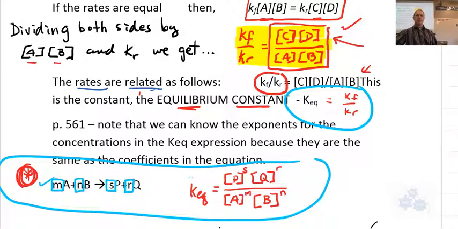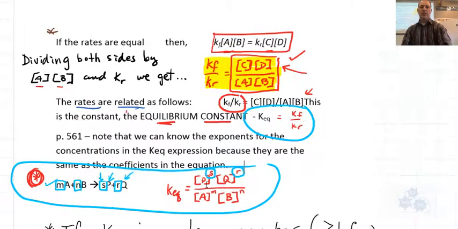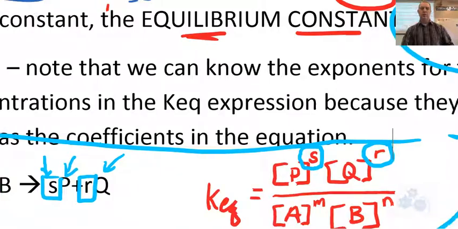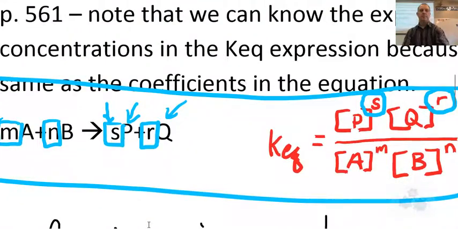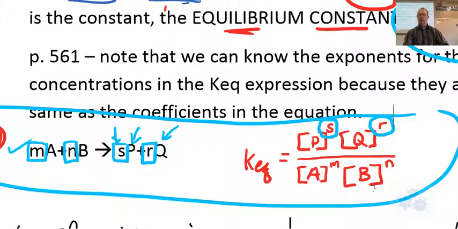So notice, we have the KEQ equals the product of the concentration of the products, so the concentration of P times Q, and whatever this coefficient is on P is the exponent. And R is the exponent there. So this equation is built like this. This is the KEQ. So let me just zoom in a little bit there, if I can get that in. All right, everyone see that?